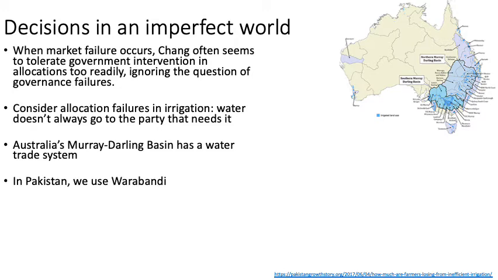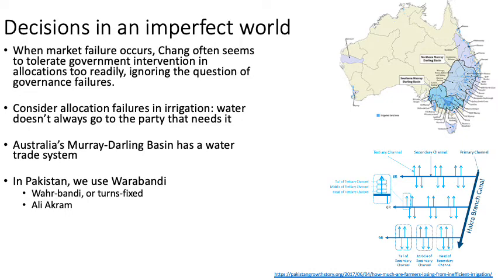In Pakistan, we use something called Varabandi, the etymology of which is Vahar Bandi, or fixed turns. You have fixed turns to draw water from a water channel or khala. And Ali Akram, our colleague, has work on the Hakra branch canal, where he shows that people who are closer to the mouth of the canal, right? So these are people who are more.